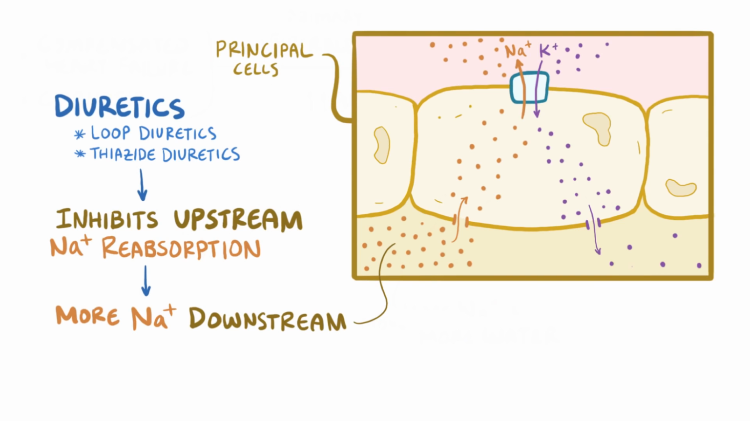creating a relatively high potassium concentration in the principal cell. In addition, these diuretics also allow more water to remain in the lumen, creating a relatively low potassium concentration in the lumen. Taken together, a relatively high potassium concentration in the principal cell and a relatively low potassium concentration in the lumen increases the potassium gradient and causes a lot of potassium to get secreted and excreted in the urine, leading to hypokalemia.